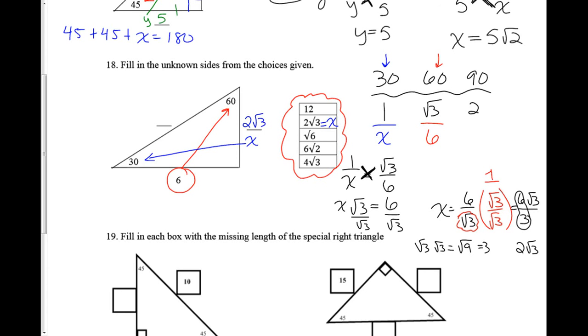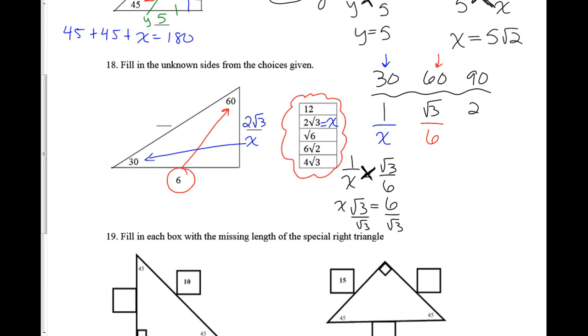From here, I need to find the other variable. Oh, I apologize. I was going to show you how to do that on the calculator as well. So if I have x is equal to 6 divided by the square root of 3, I can pick up my calculator and figure out what that value is. And when I figure that out, I get the answer 3.464.